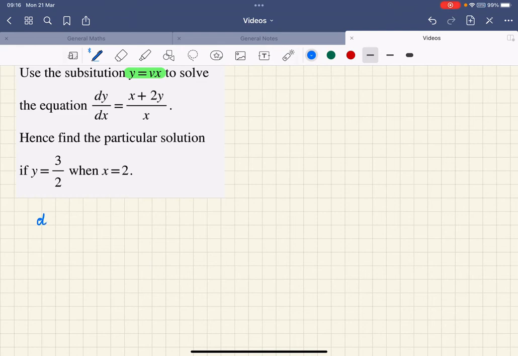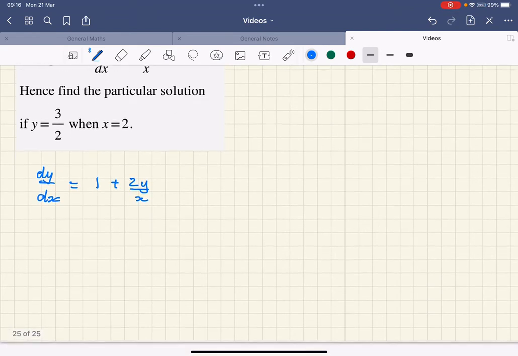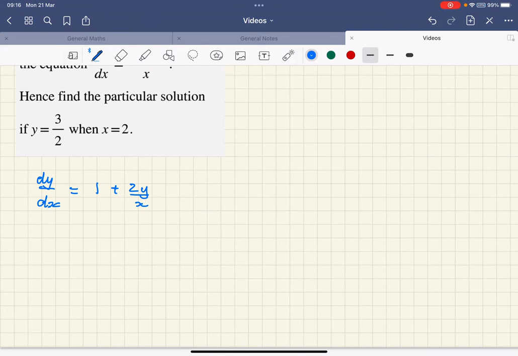So I can rewrite dy by dx again. It becomes x divided by x plus 2y divided by x. And because I've got this y divided by x part, I know it's homogeneous. Now y, that equals xv. We also know then that v equals y divided by x. And we can say that dy by dx is equal to v plus x dv by dx.